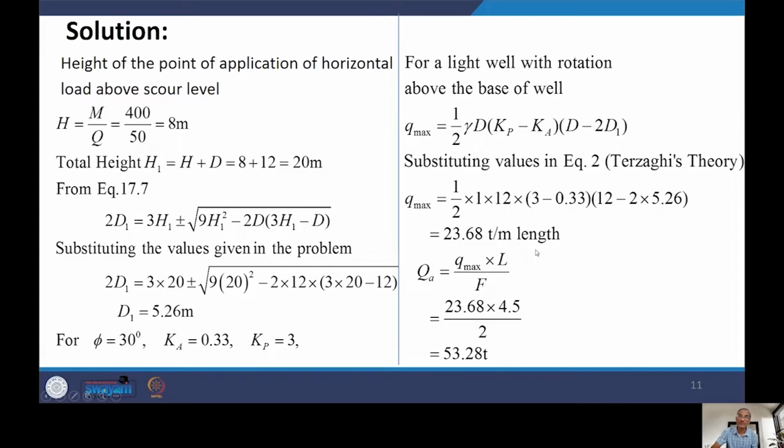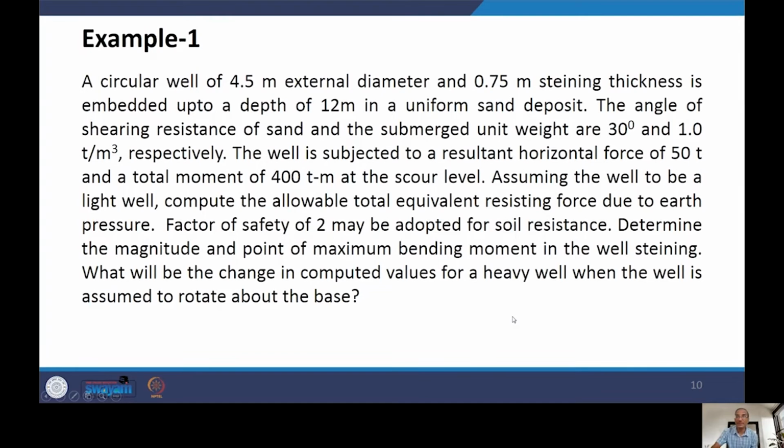And once this Qmax is known, then the allowable load QA can be calculated as Qmax into L divided by F. This was for per unit length, so multiply by the length L, which is given as 4.5 meter, and the factor of safety is given as 2. Once you work on this, you get the allowable load as 53.28 ton.